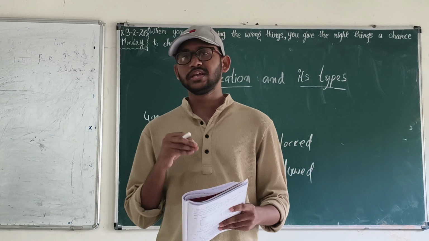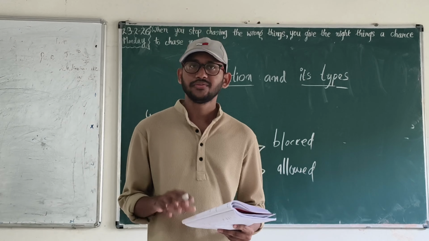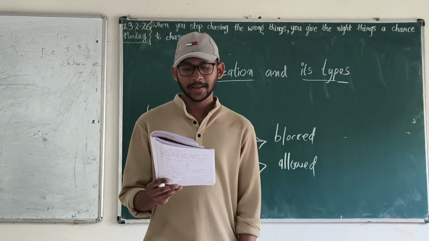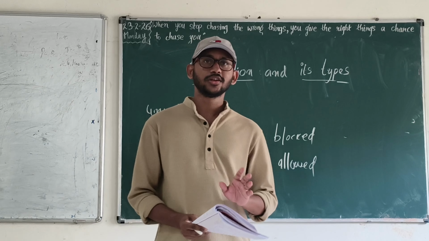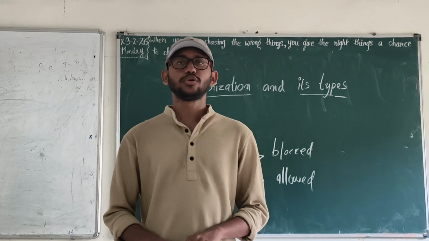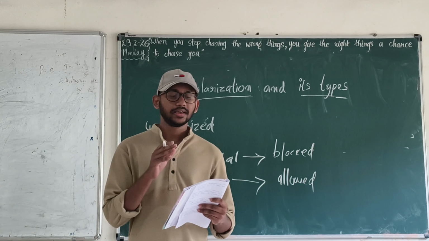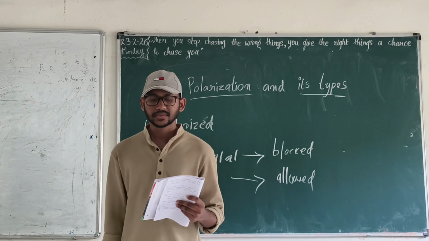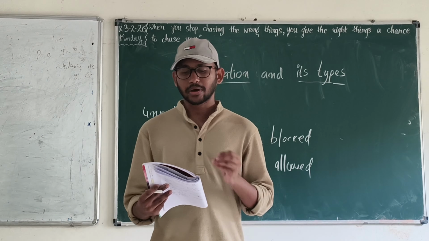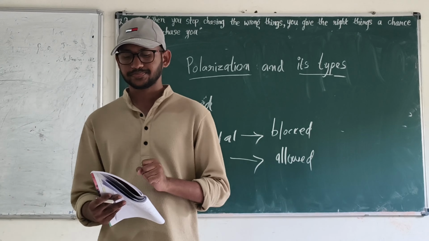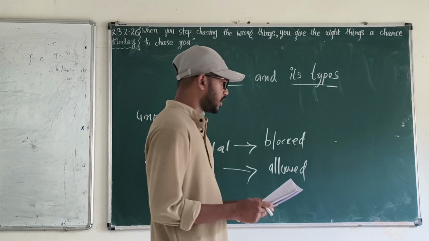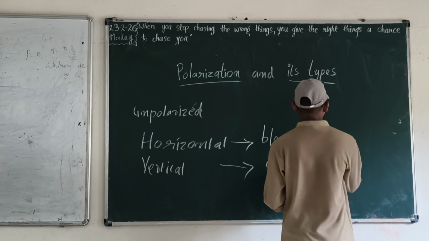Now let us learn about the different types of polarization. There are three types of polarization: linear polarization, circular polarization, and elliptical polarization. In linear polarization, like in plane polarized light, the electric field vibrates in only one fixed direction, perpendicular to the direction of propagation, and the field oscillates in a single direction. We can represent it on the x axis like this.